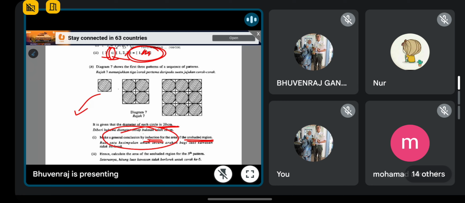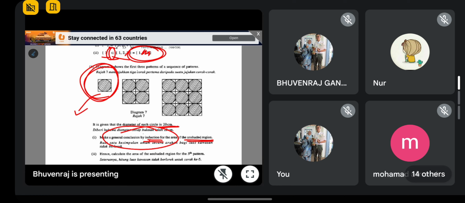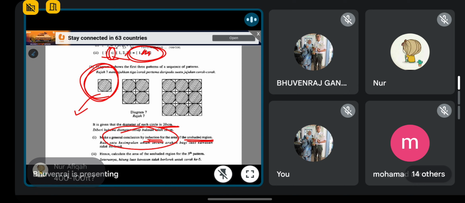So anyone, guys, got your answer already? Siapa dah dapat jawapan? Yang ni saja saya nak. Ungkapan bagi kawasan tak berlorek. The expression for the area of the unshaded region, first part. Oh, I think I know. Okay, yeah, 400 minus 100 pi. Okay, betul lah Fika, correct. So you should get 400 minus 100 pi.